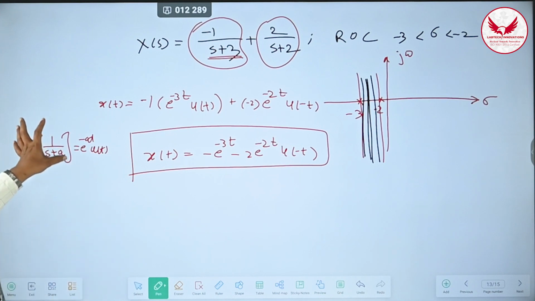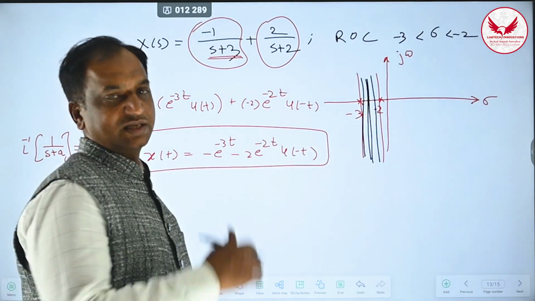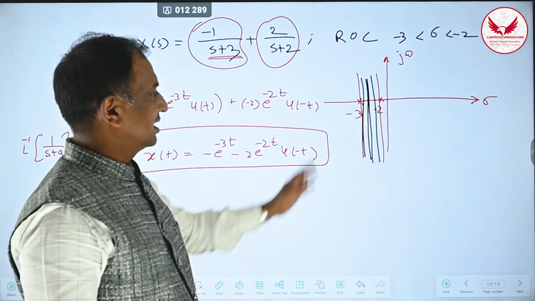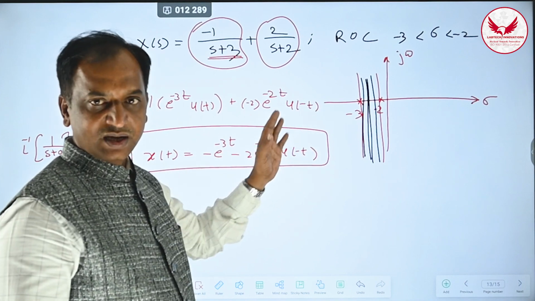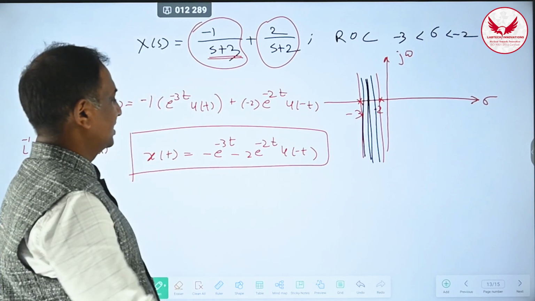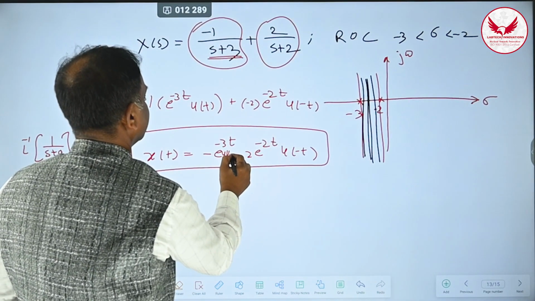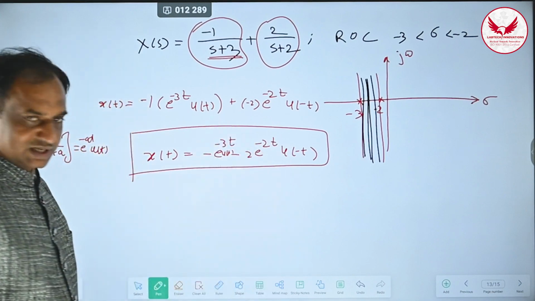So आपको basic Laplace transform exponential signal का याद रखना है, and just see the ROC: if it is to the right-hand side of the pole, the signal is causal. If ROC is left-hand side of the pole, the signal is non-causal. Accordingly, you can decide whether it is a u of t or a u of minus t. So it is a bilateral inverse Laplace transform.